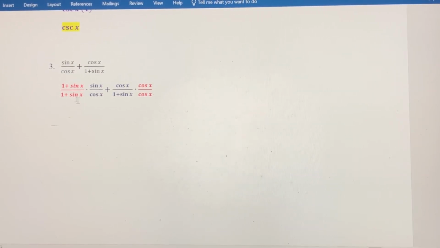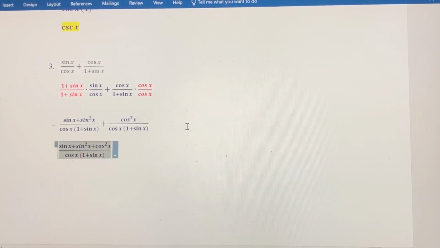and then kind of see what happens from there, okay? So on the left side here, I've got 1 times sine, which is sine, and then sine times sine, which is sine squared, okay? All over my common denominator. On the right side, my numerator becomes cosine squared of x, okay? And then I have my common denominator, all right? So now I've got 2 fractions with a common denominator, so I can add those, okay?